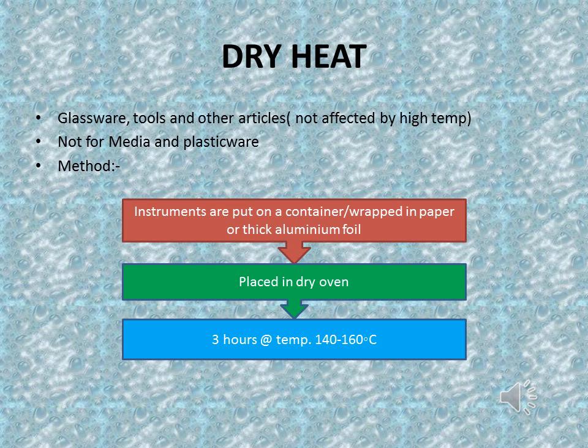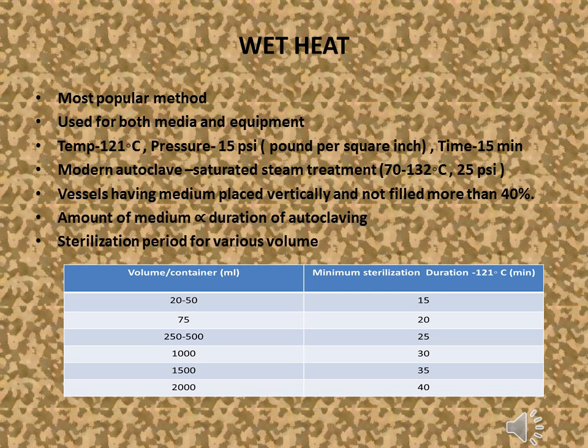Now we talk about the method by which dry heat is used. Glassware and tools are put in a container or wrapped in paper or thick aluminum foil and then placed in a dry oven and sterilized for a period of not less than 3 hours at a temperature of 140 to 160 degrees Celsius. Next is wet heat.